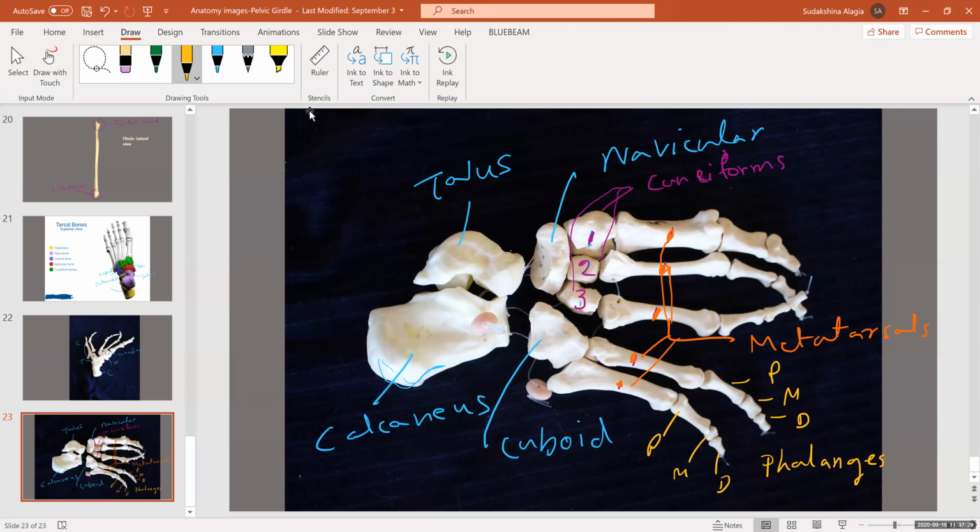We went over the skull, the rib cage, the vertebral column. Then we went over the pectoral girdle, clavicle, scapula. Then we went over humerus, radius, ulna, carpals, metacarpals, phalanges. And today we covered the pelvic girdle, the femur, tibia, fibula, the tarsals, the metatarsals, and phalanges. Do you have any questions?